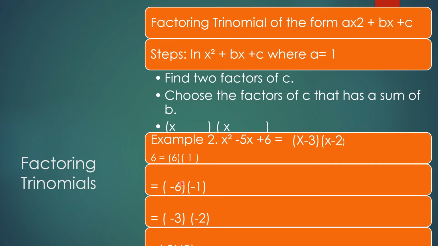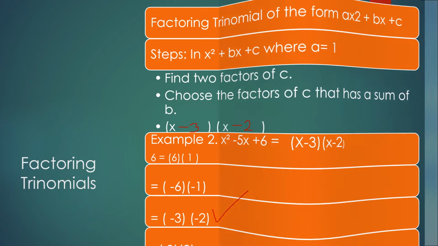Pero pag inadd natin, negative 7. Negative 3 times negative 2, that is positive 6. Pag inadd natin ay negative 5. So, mayroon na tayong napili. Ito na. You can stop once na makita mo na kung ano yung sum is equal to the middle term. So, ngayon, anong gagawin natin? Ilalagay lang natin dito negative 3, and here is negative 2. Yun ay factored form: the quantity x minus 3 times the quantity x minus 2. They are the product of two binomials. Okay?